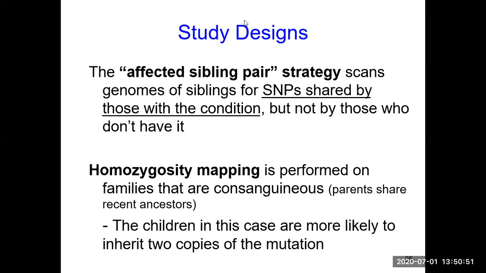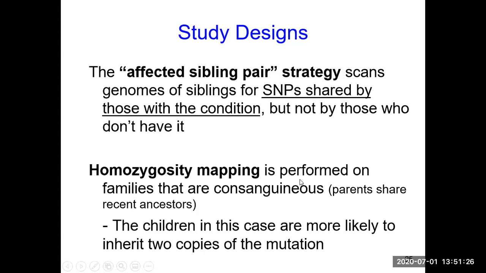Another type of study design is the affected sibling pair strategy. It means you take siblings, brothers, sisters, and you then scan the genome of the siblings for SNPs that are shared. So, in a sibling pair, one of them might have a disease, the other one does not. So then you take the DNA and you compare what happened, why this change, why does this particular sibling have this while this one doesn't have it? Is there any difference in the genetic constitution that made this particular brother more susceptible?